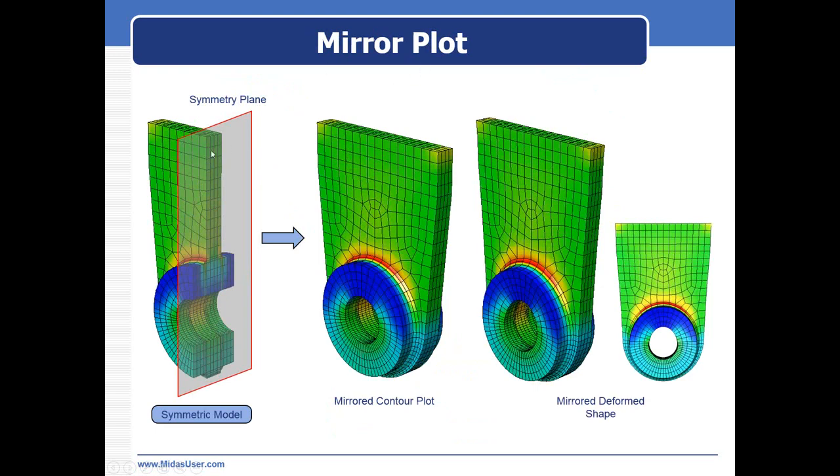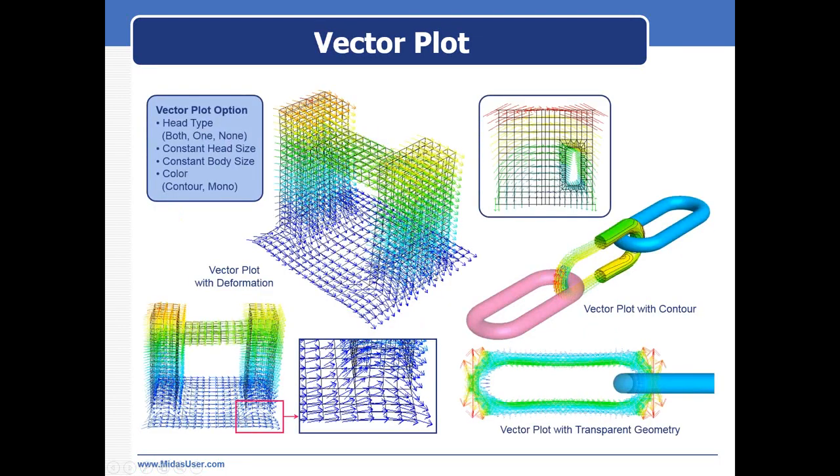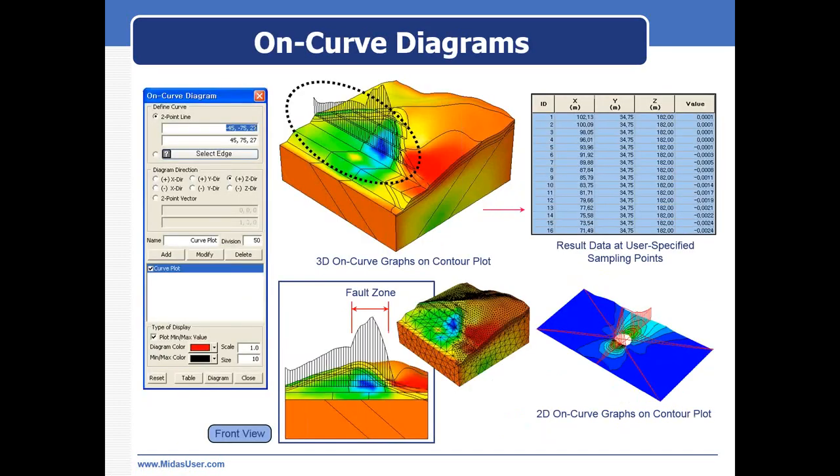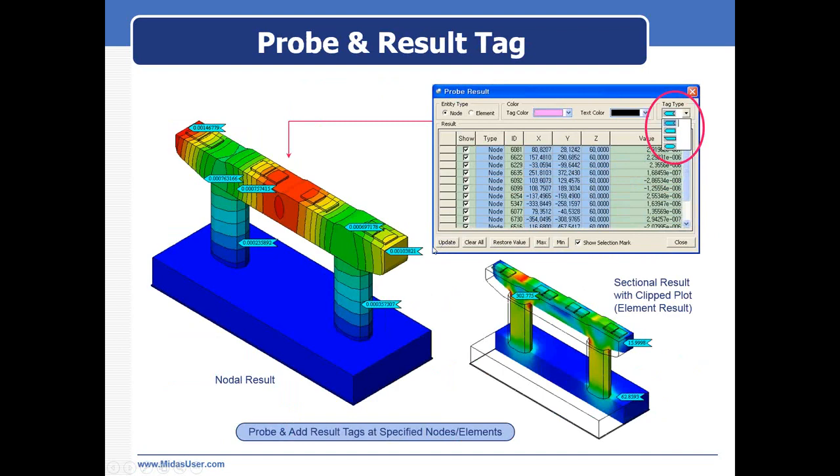Next is mirror plot. In case of symmetrical geometry, this is a time-saving feature. We just analyze half of it and mirror the results about this mirror plane to get the complete picture. Vector plot, we can see the results in form of vectors. On curve diagram, we can define the curves on the geometry itself or along the edge to get the results all along that curve. Result tag, this is quite helpful either to display the results or to check the results at the nodal positions. We can tag the results and check the actual values.